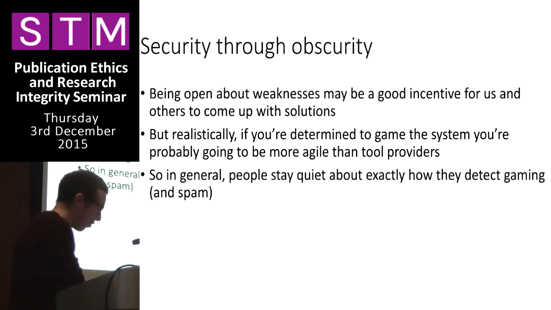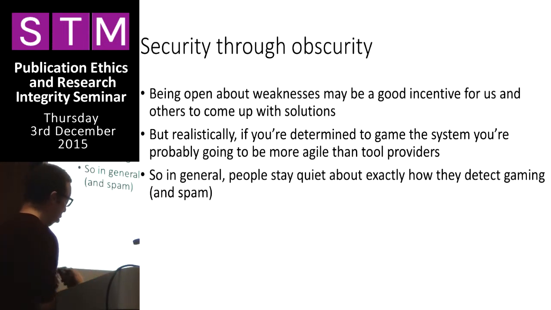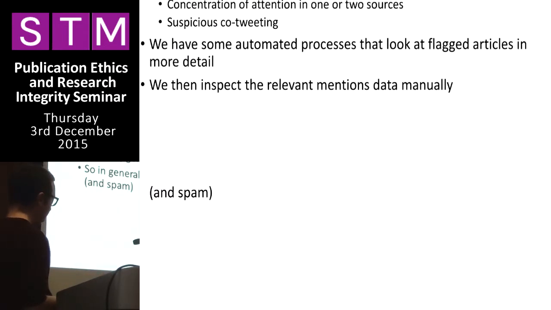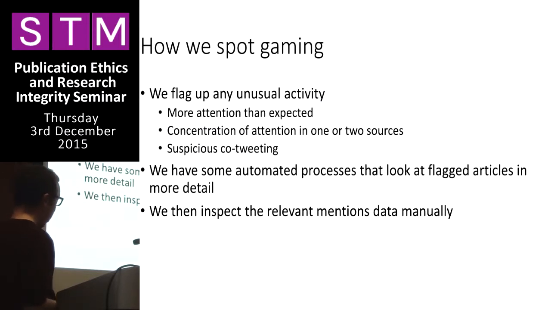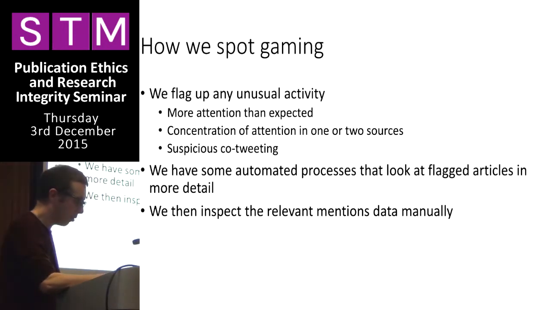Unfortunately, realistically for us at the moment, anyone determined to game the system is far more likely to move faster than we are, or the wider community is, to fix a hole or to find a problem with it. So we generally don't talk an awful lot about how we detect gaming. And that's why in general you don't see a lot about it. There are some papers from 2012, from PLOS and others, but not a lot of detail. How we do it is mainly, first of all, automatic pattern detection.